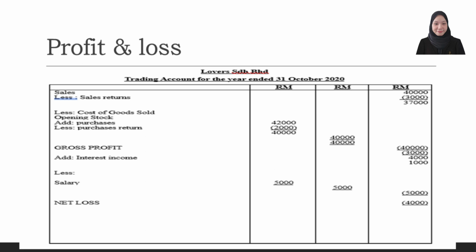Now, let's consider other income and expenses. We add interest income of 4,000, resulting in a subtotal of 44,000. However, we subtract salary expenses of 5,000 and the final figure reveals a net loss of 4,000. In summary, our trading account indicates a net loss of 4,000 after factoring in all relevant sales, costs, and income components.